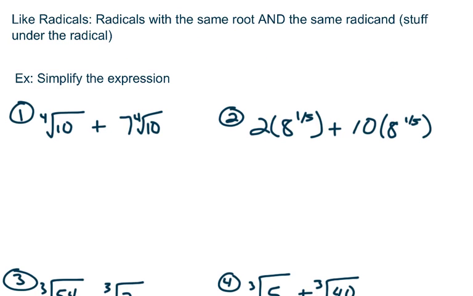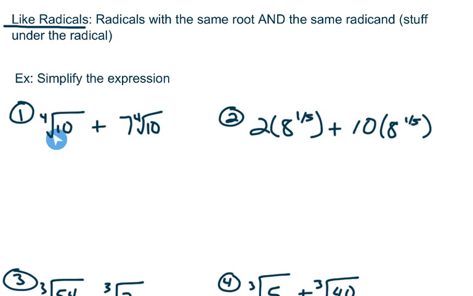The next big topic in section 5.2 is the idea of like radicals. Now, like radicals are radicals with the same root and the same radicand. And radicand is a fancy way of saying the stuff under the radical. Okay, so like radicals, I got one example here, 4th root of 10, 4th root of 10, they are like radicals. You can kind of think of them as like terms.